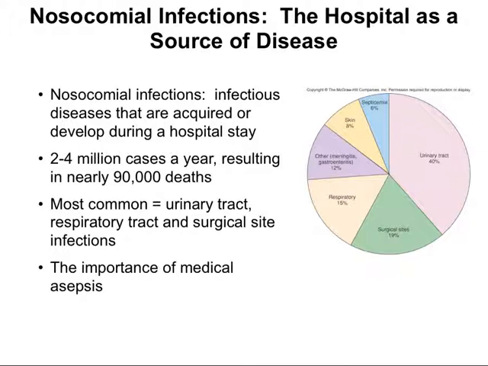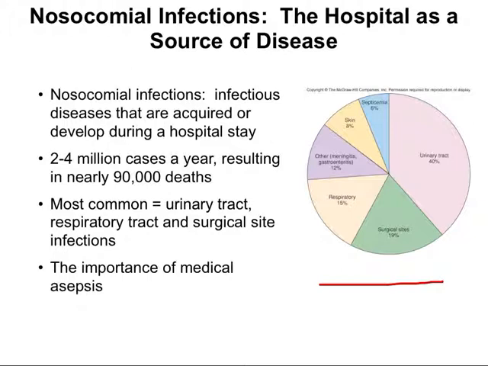So you've probably all heard of nosocomial infections. These are infections that people pick up in hospitals. So the hospital is the source of the disease. There are about 2 to 4 million cases each year, which result in nearly 90,000 deaths. I think these statistics are fairly astonishing. The pie chart over here on the right will give you some idea of what sorts of infections those are.